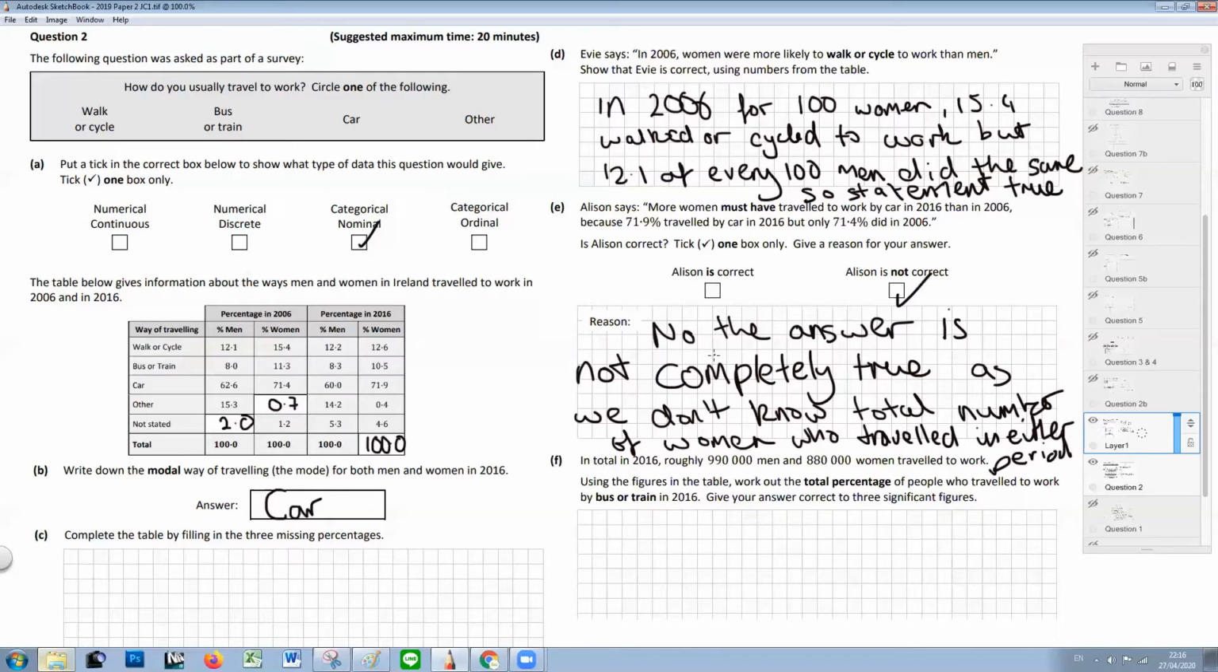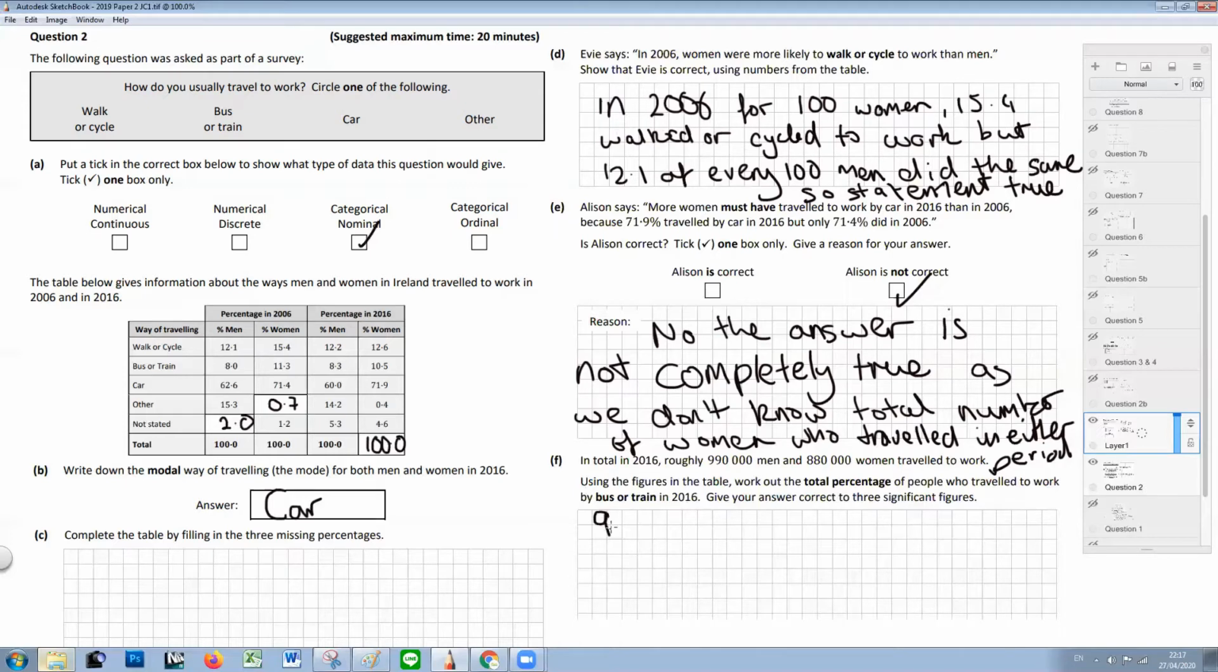In total in 2016, roughly 990,000 men and 880,000 women traveled to work. Using the figures in the table, work out the total percentage of people who traveled to work by bus or train in 2016. Give your answer correct to 3 significant figures. Now, the first thing we have to do is add the two of these values together to find the total number of people who traveled to work.